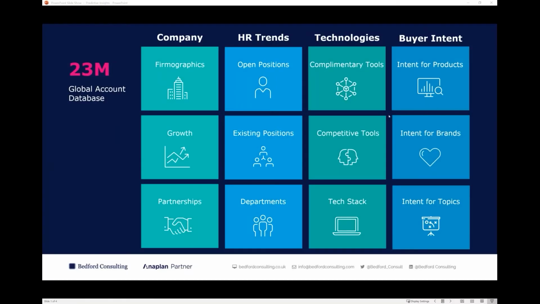Let me just share my screen now as well. So just a bit of detail around the actual data that is feeding the predictive insights engine.